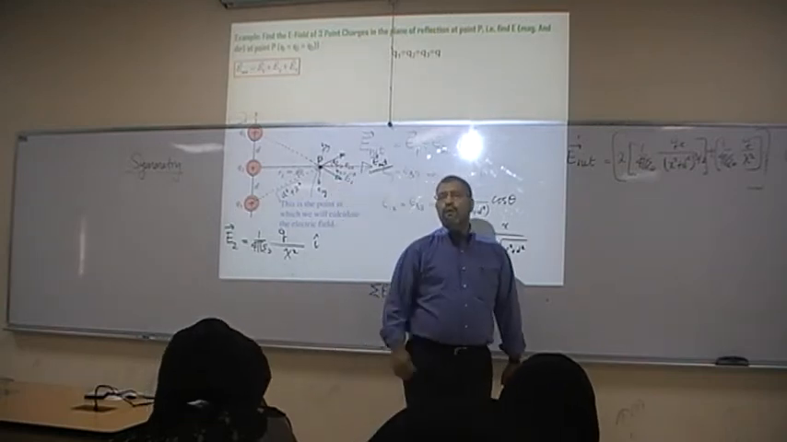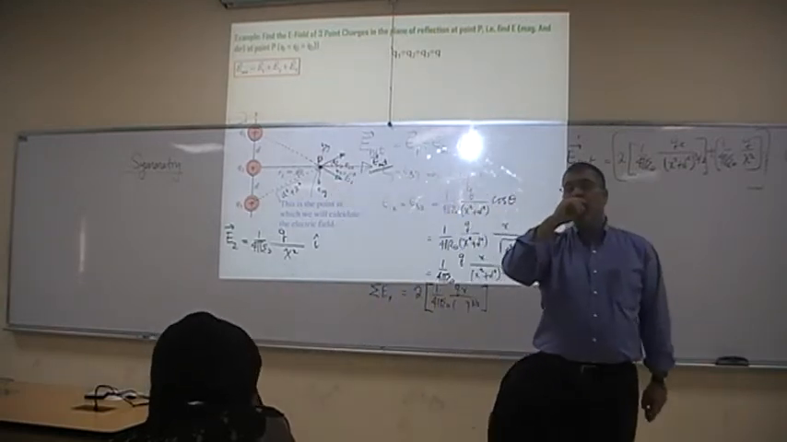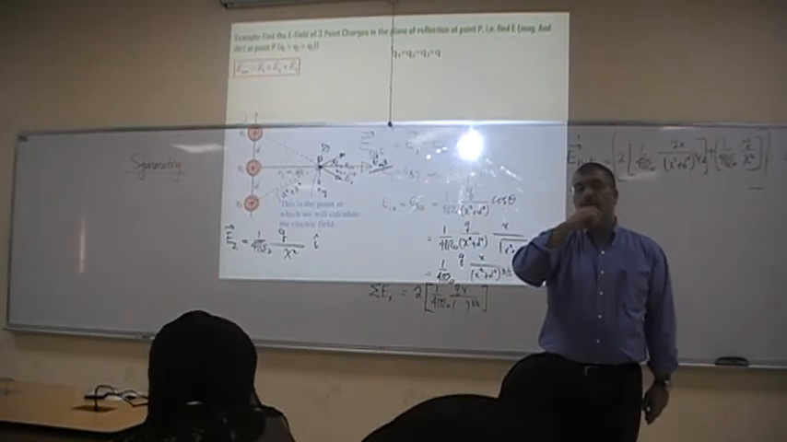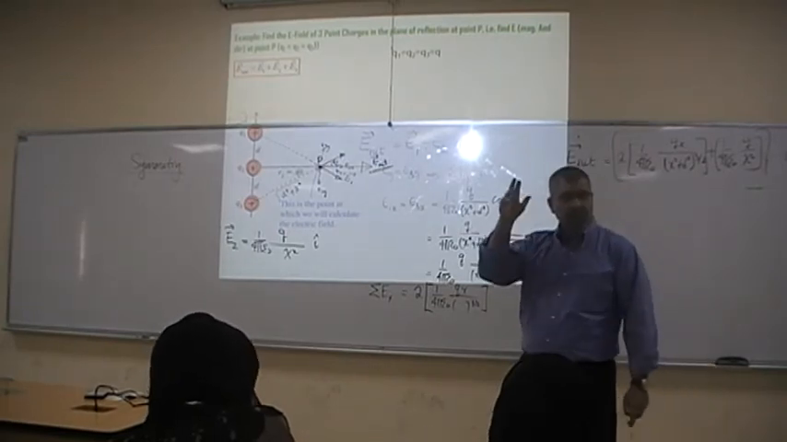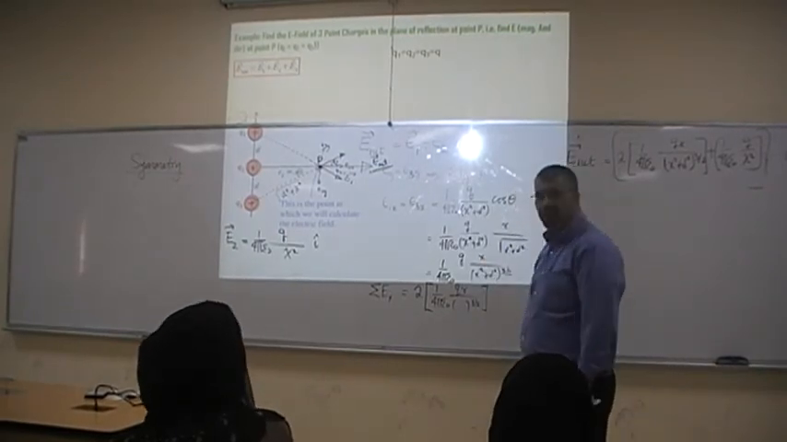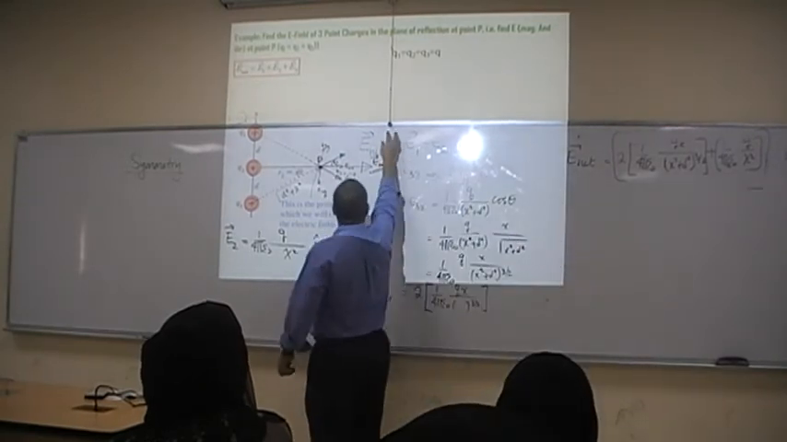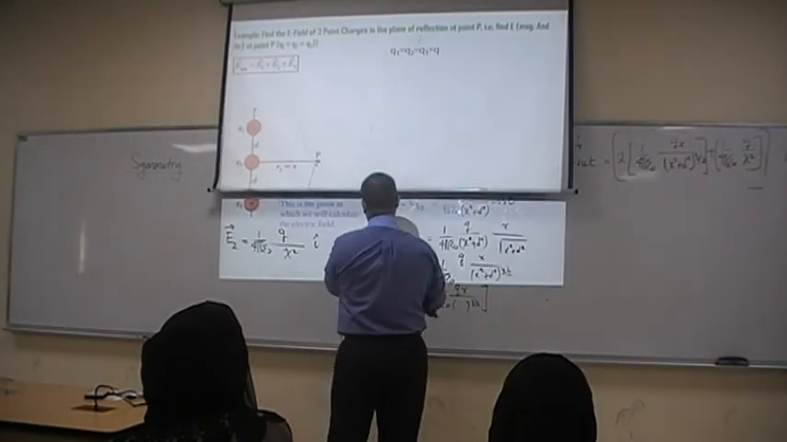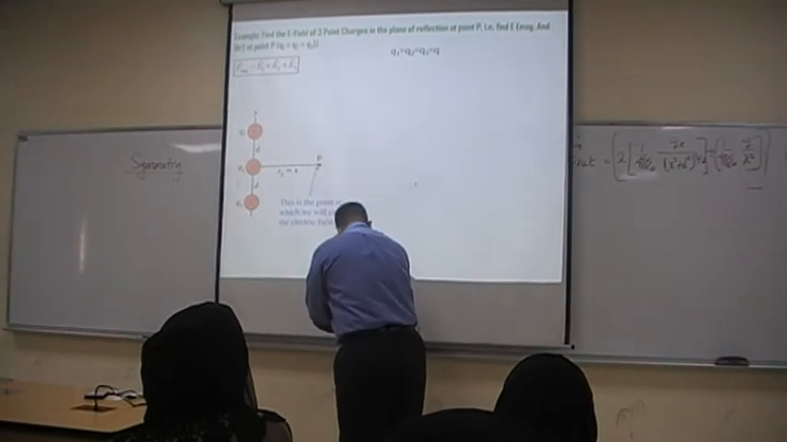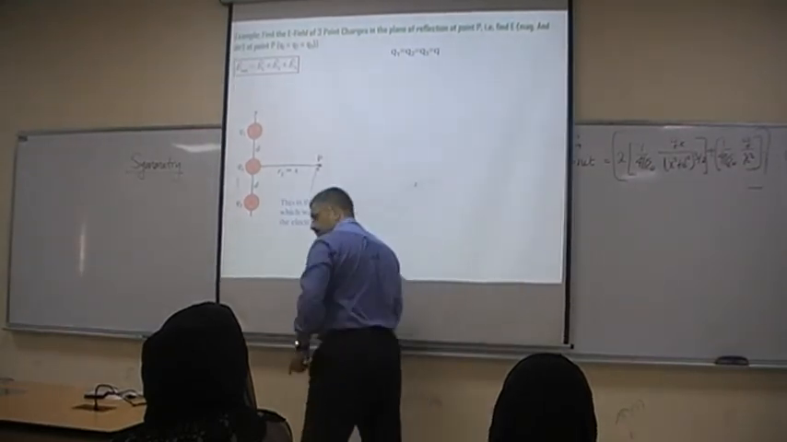Yes? Question. About the 1 over 4 pi epsilon being equal to 9 times... Yeah, that's key. 9 times 10 to the power of 9. Yeah, we can definitely. Because the second part of the question, let me just, as I said, the solution is here.